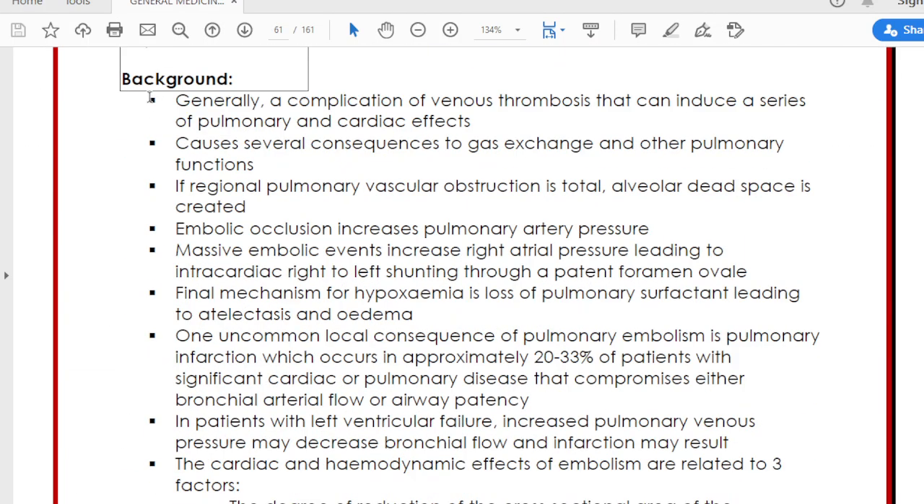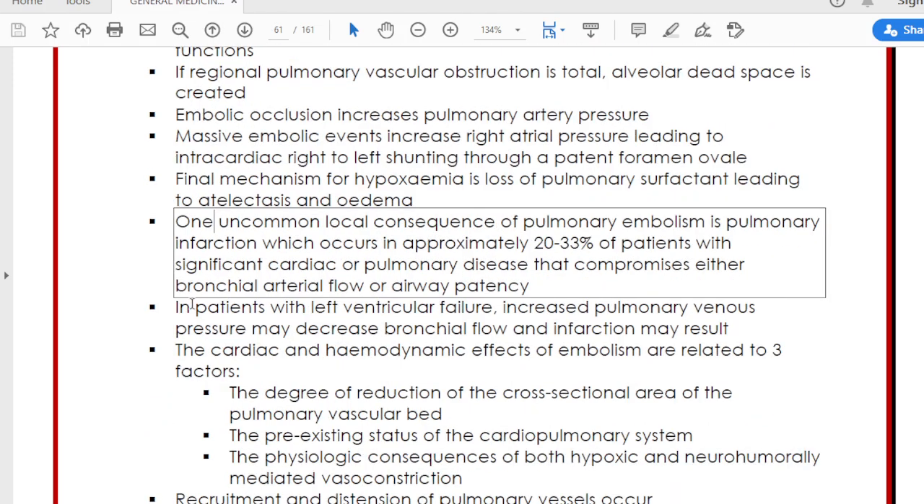Pulmonary embolism background. Generally, a complication of venous thrombosis that can induce a series of pulmonary and cardiac effects. Causes several consequences to gas exchange and other pulmonary functions. If regional pulmonary vascular obstruction is total, alveolar dead space is created. Embolic occlusion increases pulmonary artery pressure. Massive embolic events increase right atrial pressure leading to intracardiac right to left shunting through a patent foramen ovale. Final mechanism for hypoxemia is loss of pulmonary surfactant leading to atelectasis and edema.